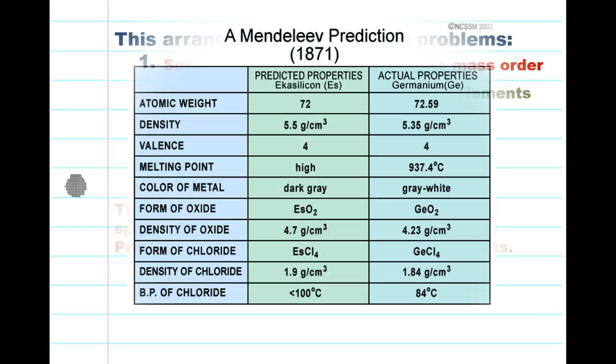Let's take a look at one. This element he called ecosilicon. Eka means after, so this is the element that comes after silicon. These are the properties that he predicted. He said that the atomic mass of that element would be 72. When that element was discovered, it was germanium, and the actual atomic mass was 72.59. He predicted the density to be 5.5 grams per centimeter cubed. The actual density is 5.35.